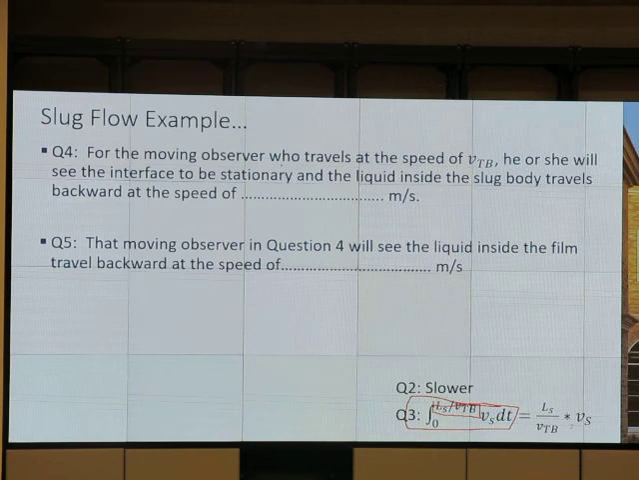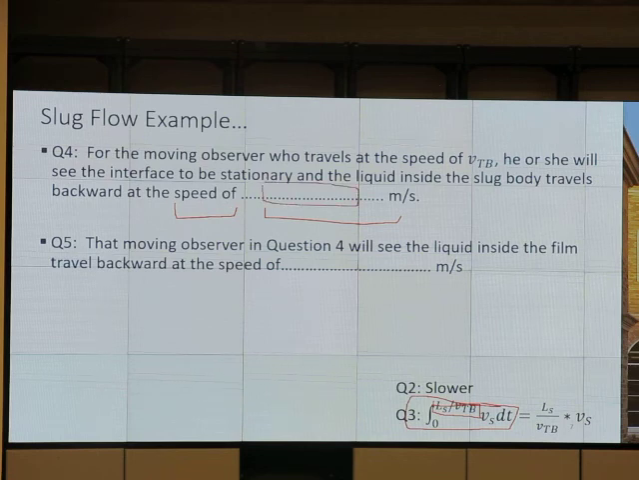The moving observer who travels at the speed of VTB, he or she will see the interface to be stationary, and the liquid inside the slug body travels backward at the speed of what? VLS minus VTB. So which one is more, VTB or VLS? What you said is actually true, and we get a minus value and it tells the direction. But okay, because I said the moving observer will see it travel backward, this has to be a positive value.